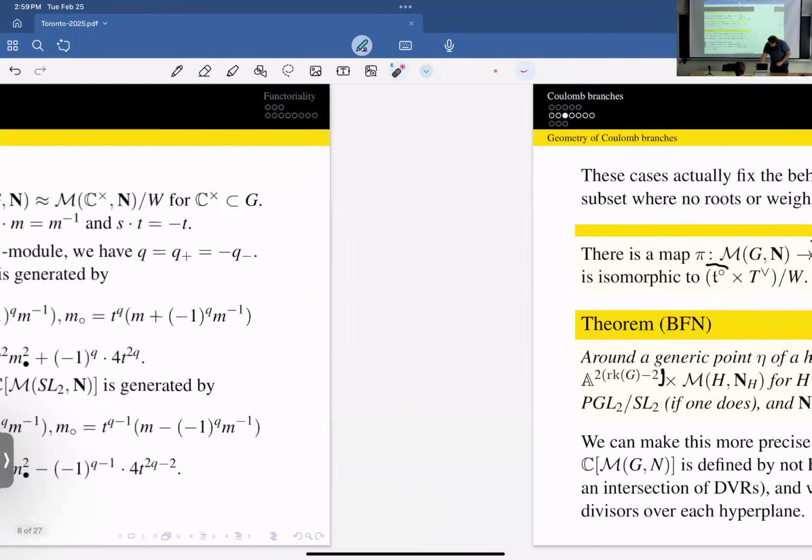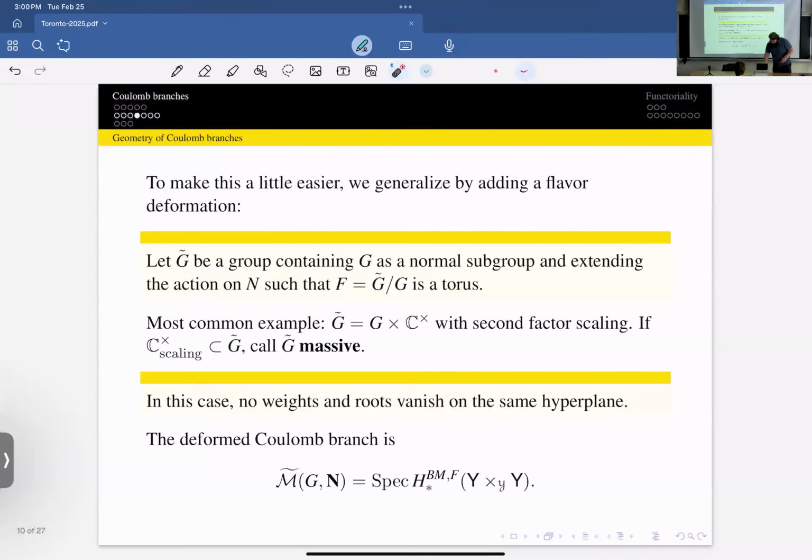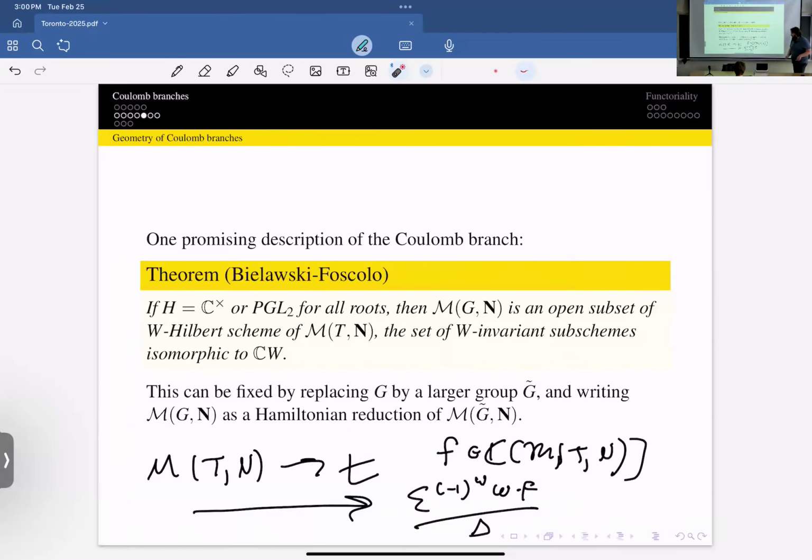And if I look at this Coulomb branch for PGL2, that's exactly what I did. I took my monopole operator in the abelian case, a function on the guy in the abelian case. I anti-symmetrized it, and I divided it by delta, which in this case is just T. And the fact that that's what happens for PGL2 tells you that as long as you only get this PGL2 behavior, this carries over, and you always get this Hilbert scheme story.